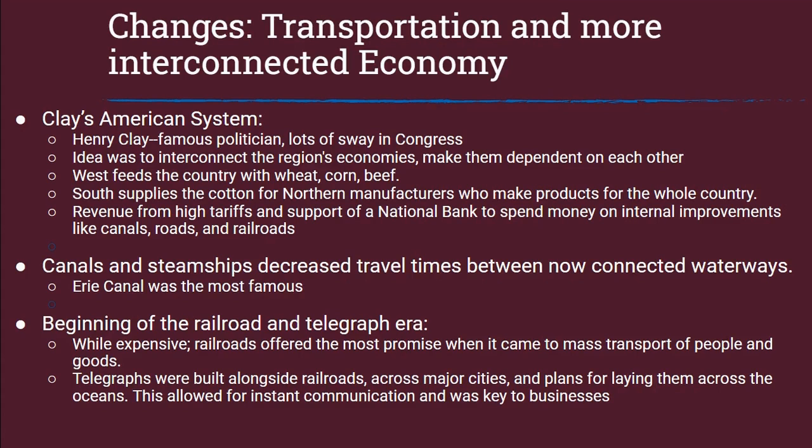Canals and steamships decreased travel times between connected cities, the most famous example being the Erie Canal. This era also saw the development of railroads and the telegraph. While extremely costly, railroads offered the most promise when it came to mass transport of people and goods. Telegraph lines were built alongside railroads and across major cities, and there were plans for laying them across oceans to interconnect continents, which would happen in the next time period. Telegraph allowed for instant communication and was key to business.